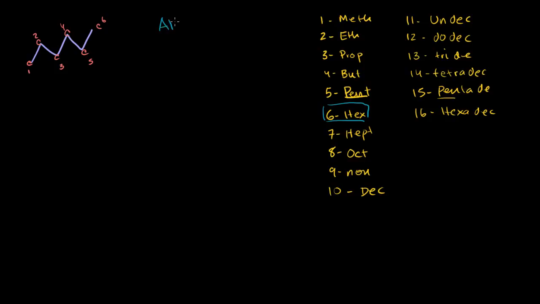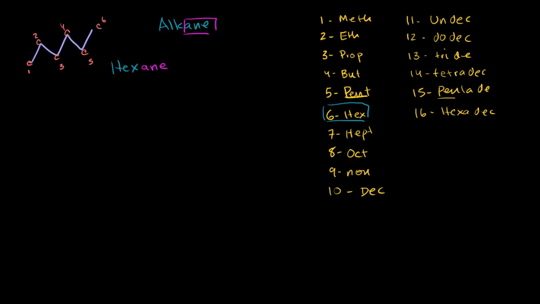This is called an alkane, which is a general term for all of the chains of carbons that have no double bonds on them, or no triple bonds, all single bonds. So in this situation, you take hex for 6. So this is hex. And then, because it's an alkane, it gets the ane from alkane. So this is hexane.